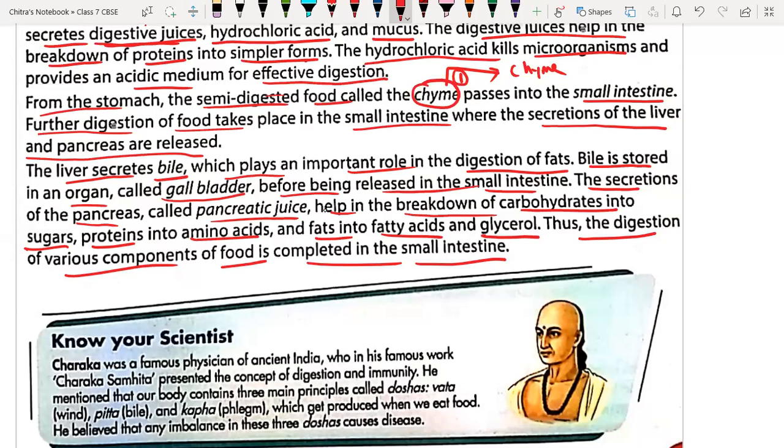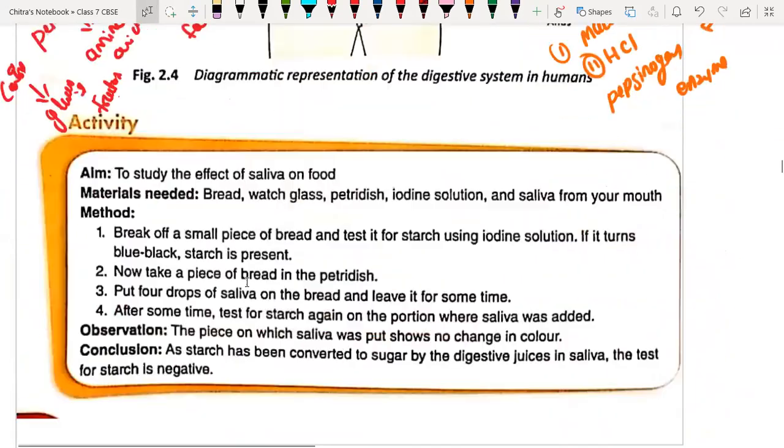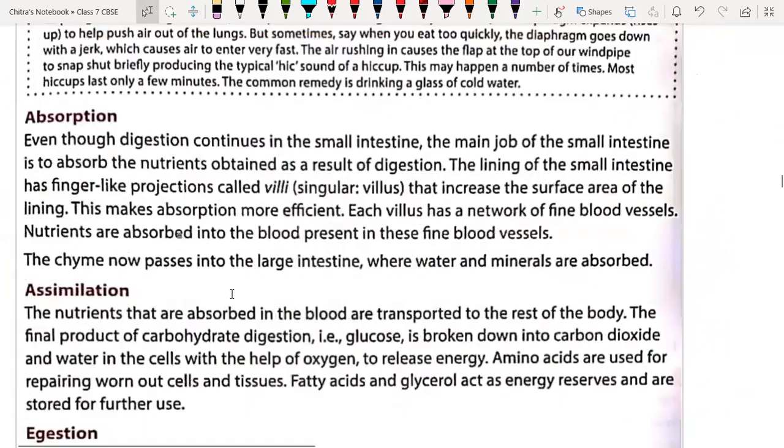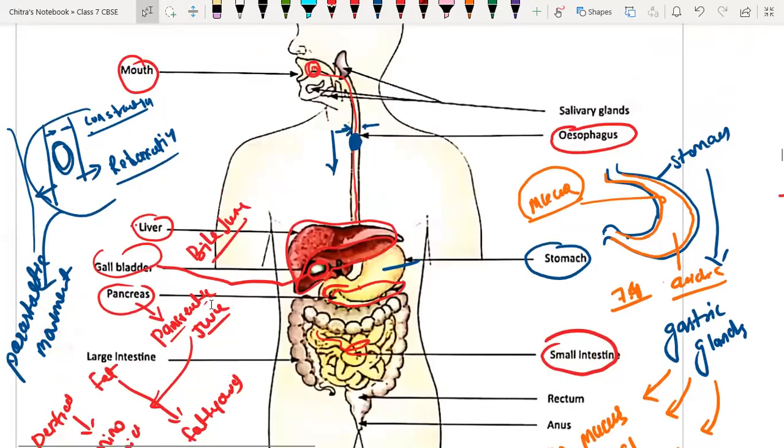So after food passes through the small intestine into the large intestine, the digestion process does not take place there. Sir, in the small intestine, villi absorb food, right, sir? Yes, yes. That we will discuss in the absorption part. Okay. Yeah. So this is all about the digestion process.